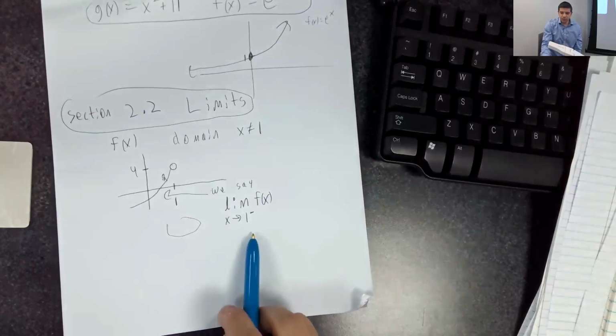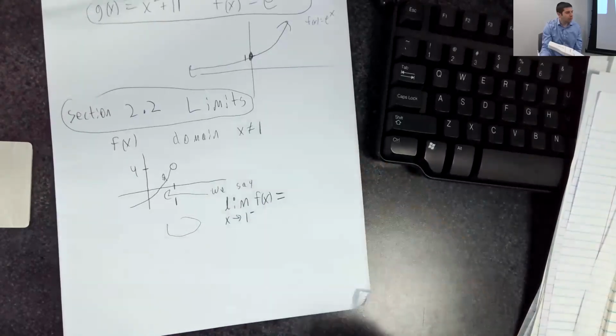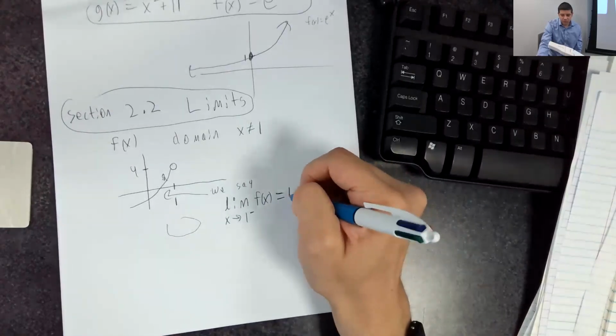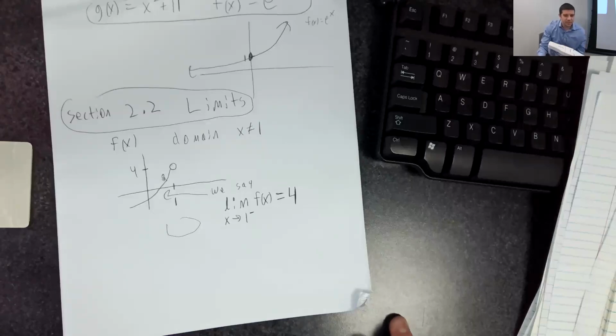See, we can't plug in 1. We write the word limit. And we say what his height will be when he falls off. What will his height be? 4. So that's what we say. We said that the limit as x goes to 1 from the left is 4. Right. So x is not in the domain. We're lacking info, but we could still predict what'll happen as we get close to 1. We're getting close to 4. Does that make sense, guys? Like a little intuition.